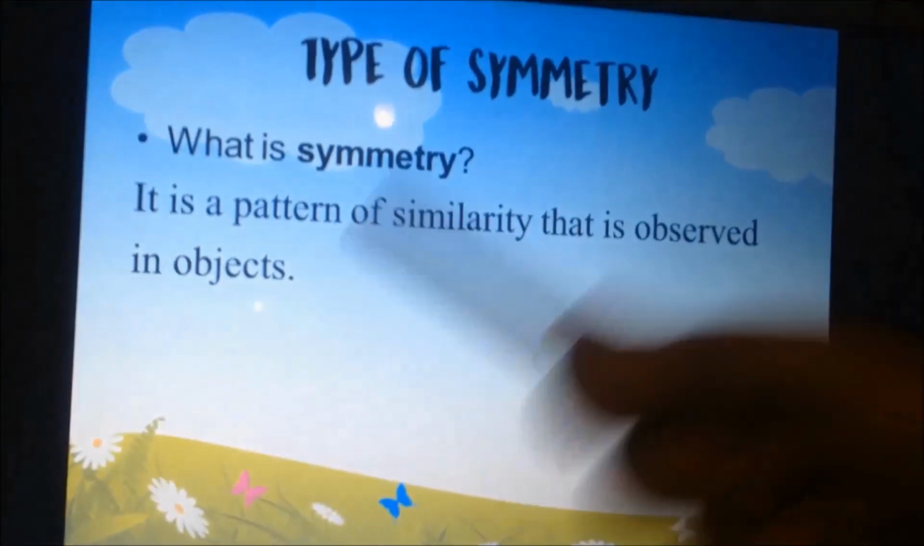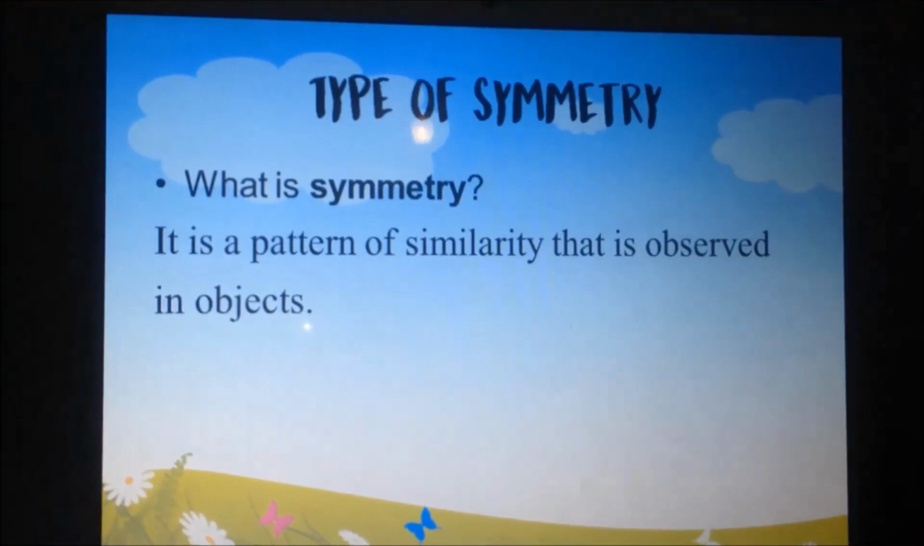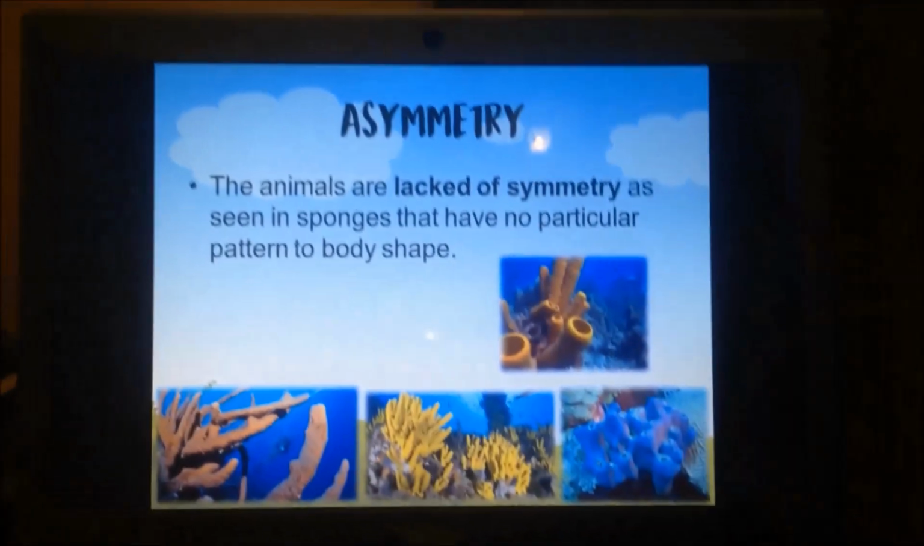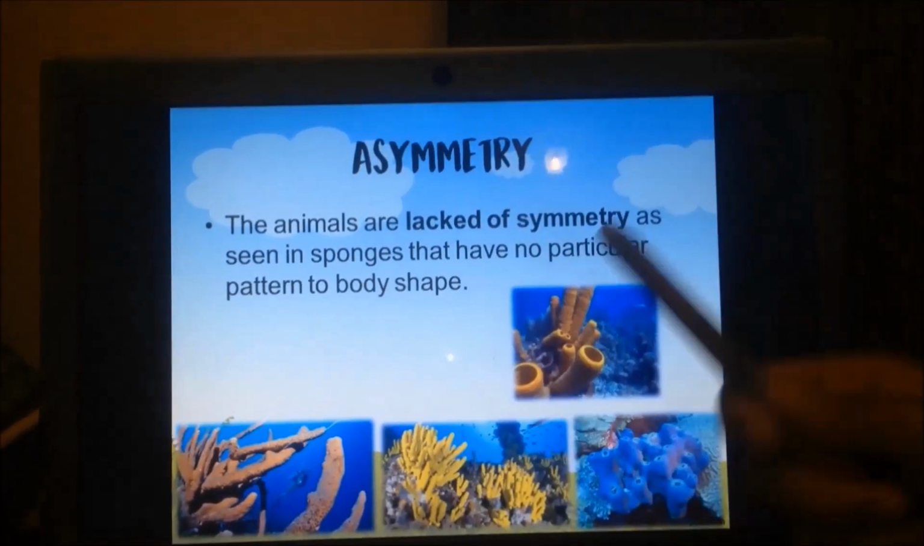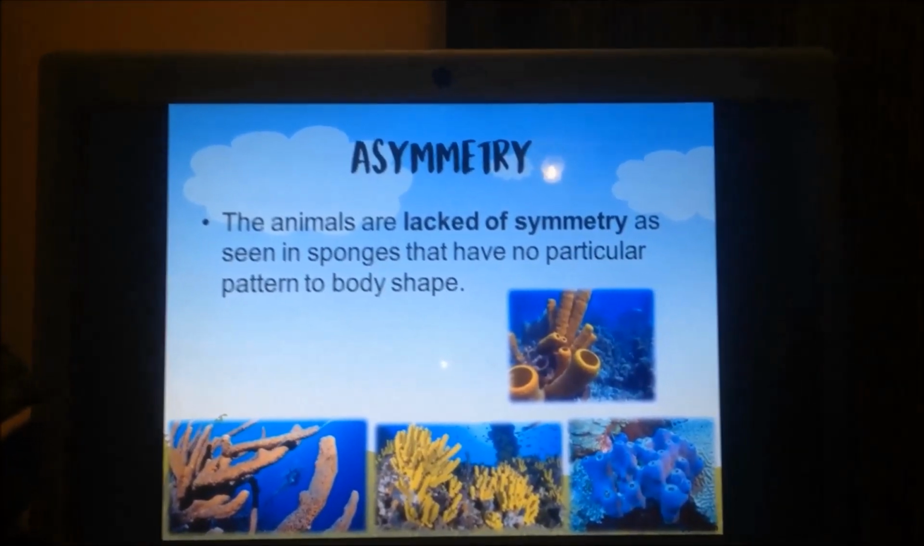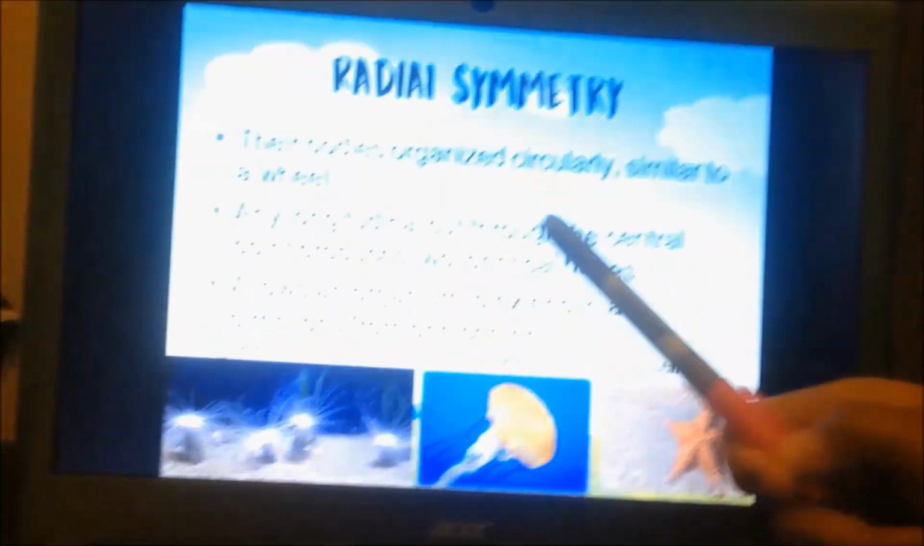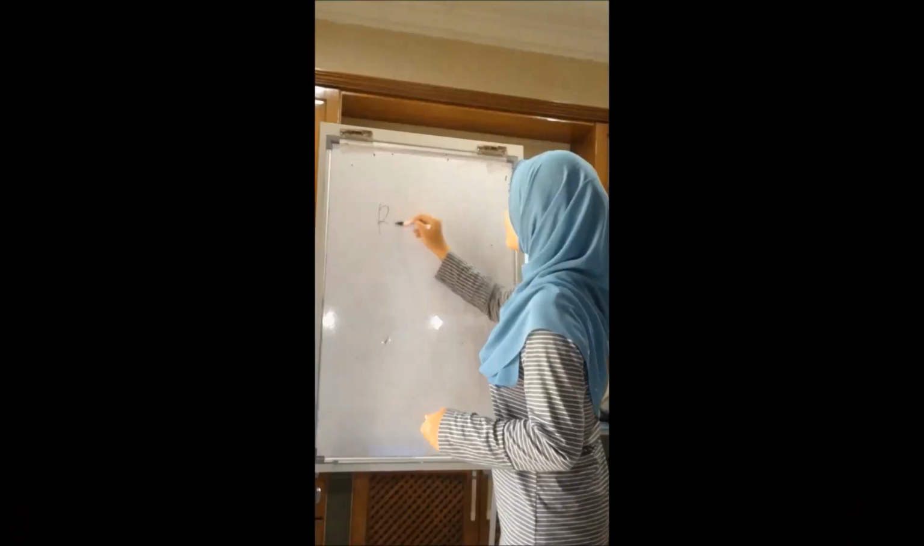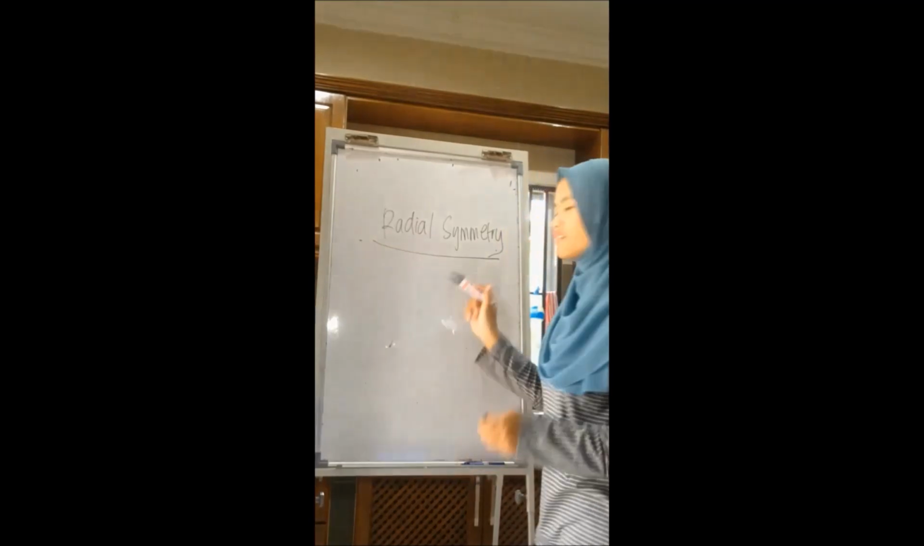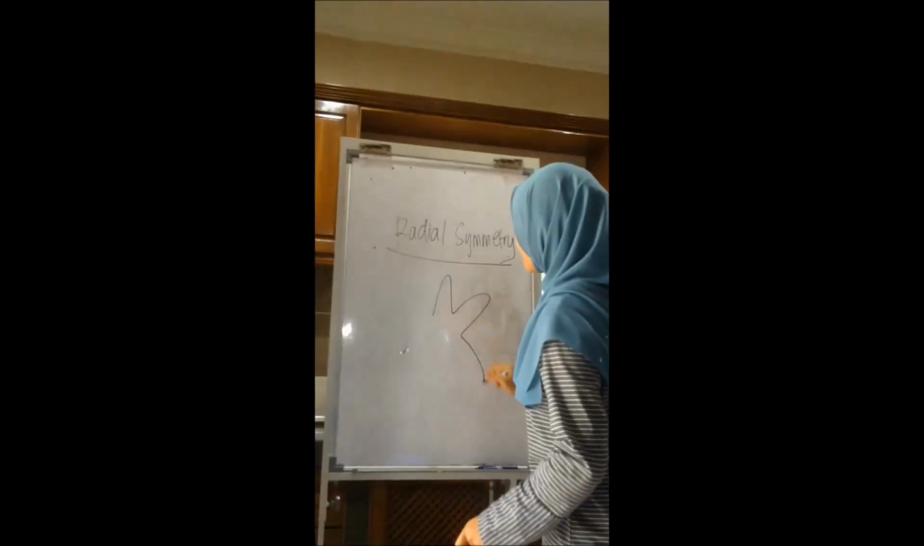The next one is types of symmetry. What is symmetry? It is a pattern of similarity that is observed in objects. So the first one is asymmetry. Animals lack symmetry, as seen in sponges that have no particular pattern to body shape. Radial symmetry. Their bodies are organized circularly, similar to a wheel. So the radial symmetry, for example, a starfish.